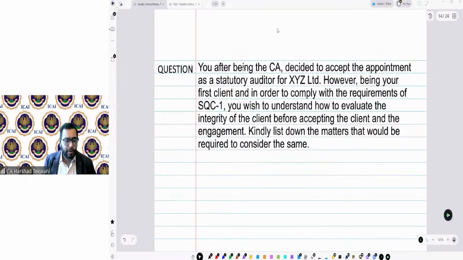See, it's not just a thing to understand for the purpose of books. No, it is not the case. We have to, in real life, ask these questions. We need to consider the integrity of the client by forming some procedures, by asking some questions, and we need to understand what are those questions and procedures. Otherwise, we will not be able to understand the requirement.